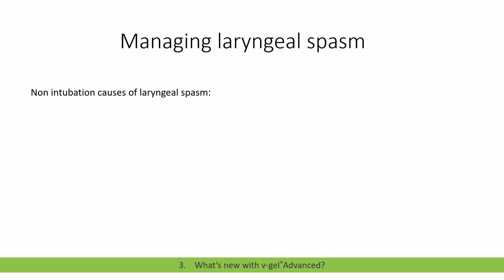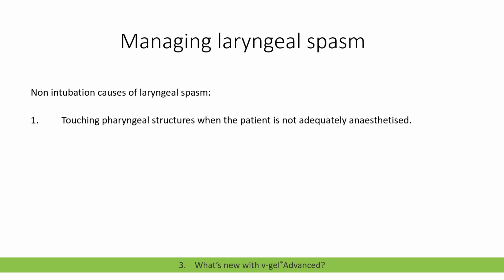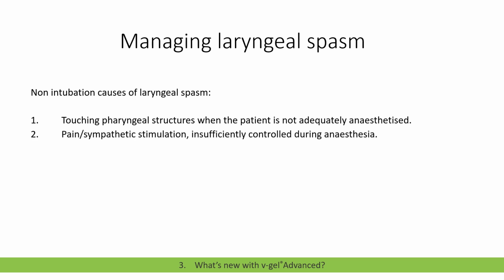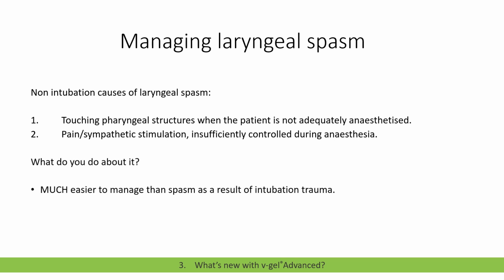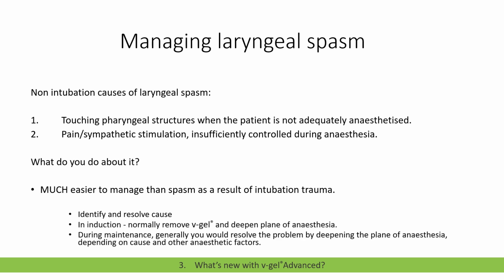What do we do about managing laryngeal spasm? Well, the most important thing, if you've got a v-gel in place, is to think about the non-intubation causes. And that's touching pharyngeal structures when the patient's not at an adequate plane of anaesthesia, and insufficiently controlled pain during anaesthesia. What do we then go and do about it? Well, it's much easier to manage than an intubation trauma spasm, and you want to look at what the cause is. And you've broadly got two causes commonly.